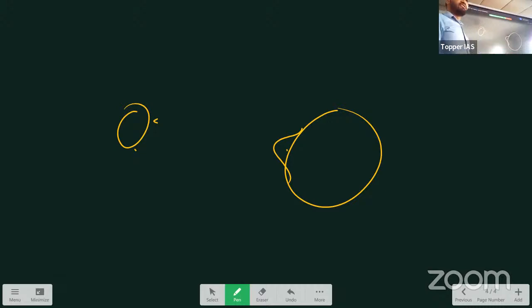All of you have completed this, right? This is just a revision class. That's why I'm going quick. So what is happening here? There is an increase in the water level. Correct? So this is called high tide.